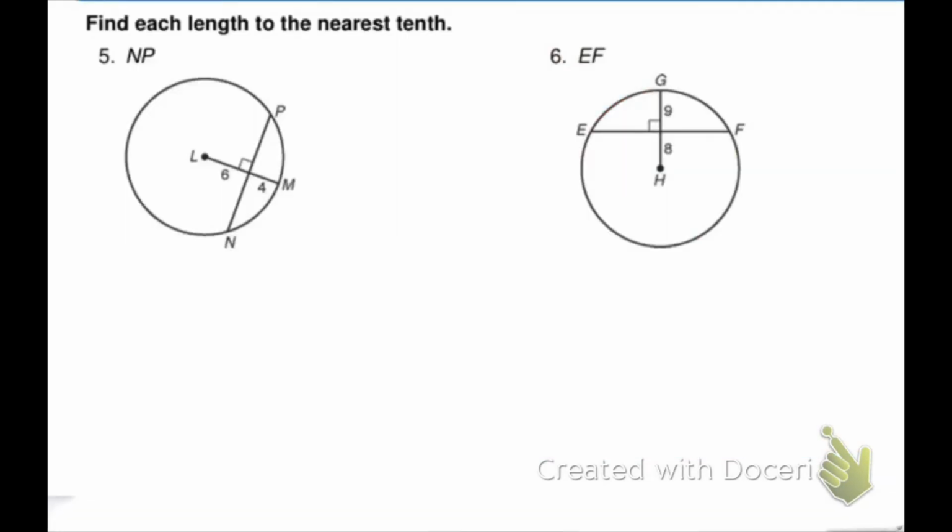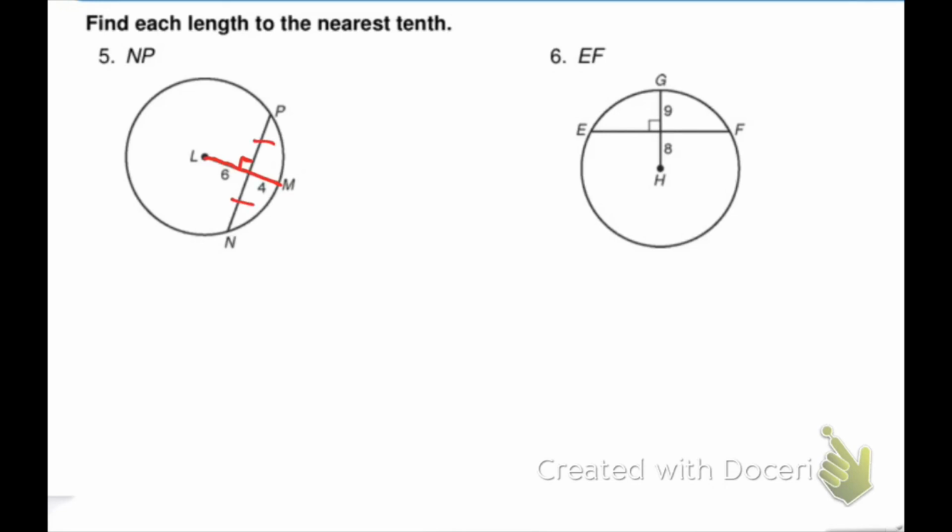Now how do I use that to solve for different questions? Well, in our first example, we're supposed to solve for NP. So I want to solve for this segment right here. How do I solve for that segment? Well, let's first see what we have. I'm going to start with a segment that is perpendicular to this chord. And note, that's also the radius because it starts at the center and goes to the side. So I have a radius that is perpendicular to a chord, which means it's also bisected.